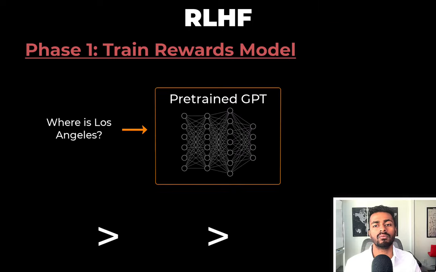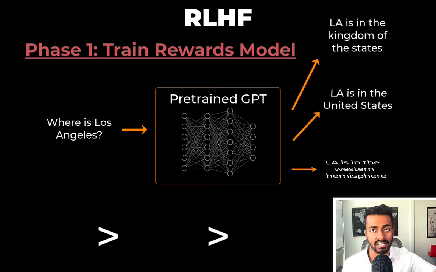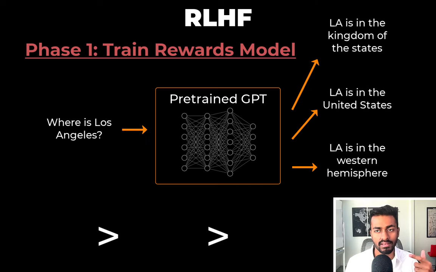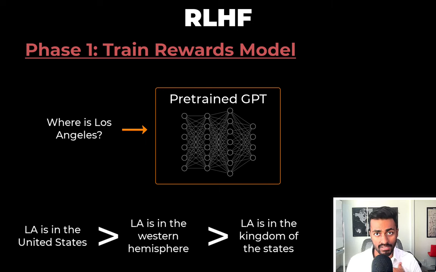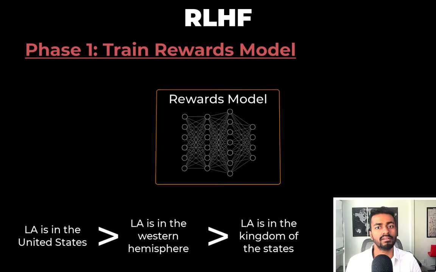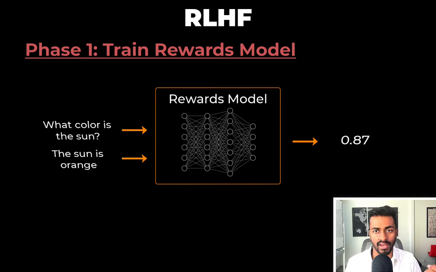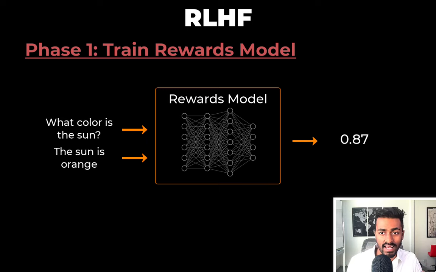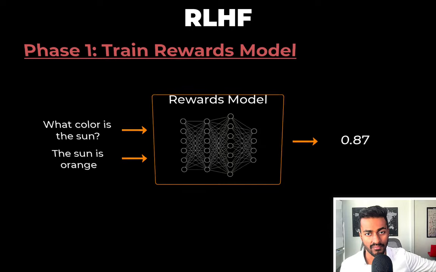We can do this by putting a question to a pre-trained ChatGPT multiple times, and each time we'll get a unique answer. We as humans then take these responses and rank them based on which was the best response versus the worst response. And we use this to train the rewards model. Once the rewards model is trained, it should be able to assess how good a given answer is to a given question. So that was the first part, which dealt with training the rewards model.